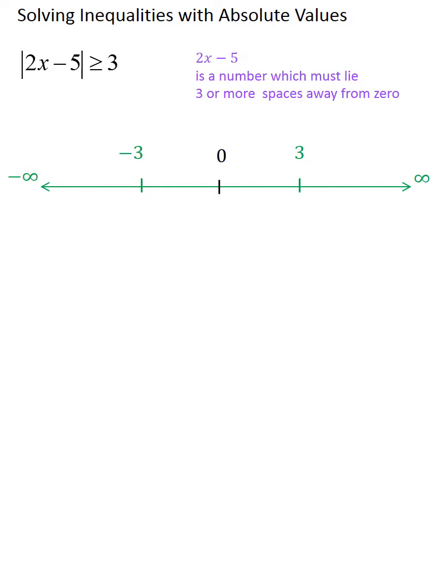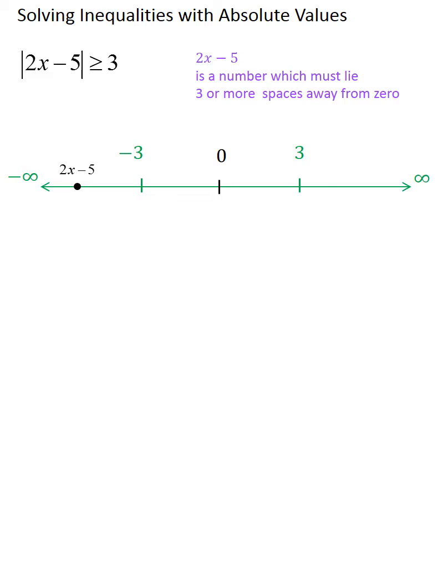Here's 0. Here's one place 2x minus 5 could be, because that distance from 0 is greater than or equal to 3. Here's another place 2x minus 5 could be, because that distance from 0 is also greater than or equal to 3. 2x minus 5 could even be here, at 3, because that distance from 0, which is 3, is greater than or equal to 3. By a similar logic, 2x minus 5 could be over here. That distance is greater than or equal to 3, as is this.